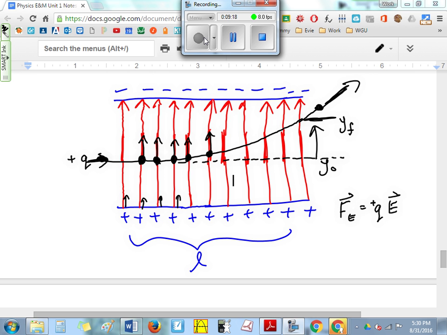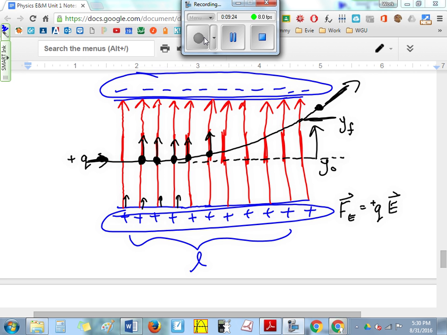Okay? Now, of course, that implies that the original charges were laid out uniformly. So we are assuming uniformly charged plates. Okay? So maybe they are conductors, and the charges have already distributed themselves into an even and uniform way. Or maybe it's an insulator, and it's purposely designed to have a uniform charge.